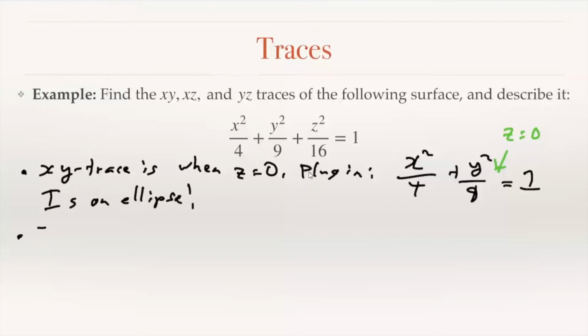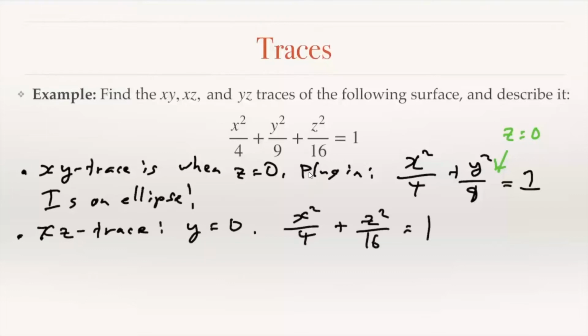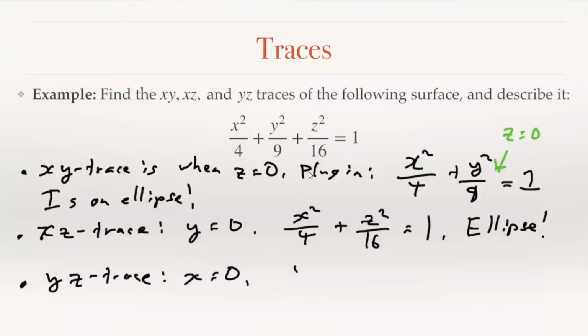Similarly, the xz trace, that means that we set y equals 0, and we have x squared over 4 plus z squared over 16 is 1. There is no y since y is 0, and again, that is an ellipse. And as you can see, due to the equation symmetry, for the yz trace, well, that means we plug in x equals 0, and then y squared over 9 plus z squared over 16 is 1, again an ellipse.